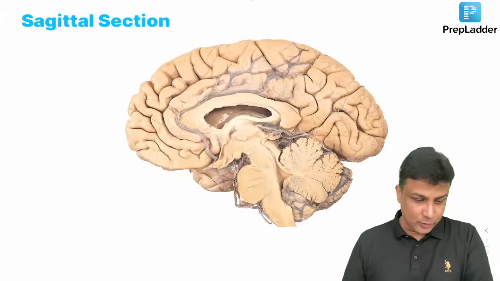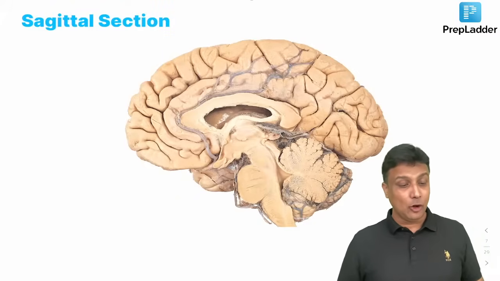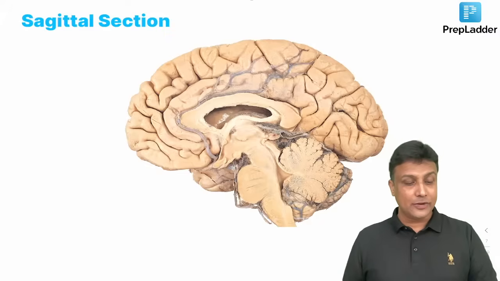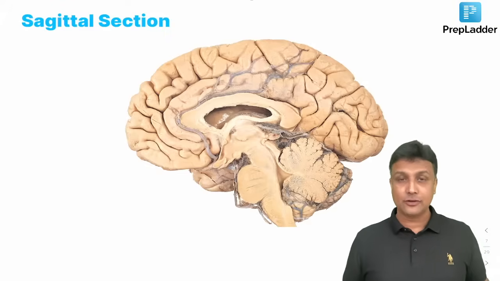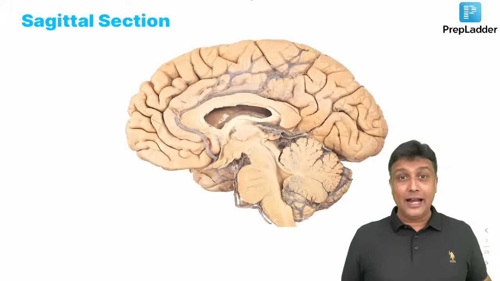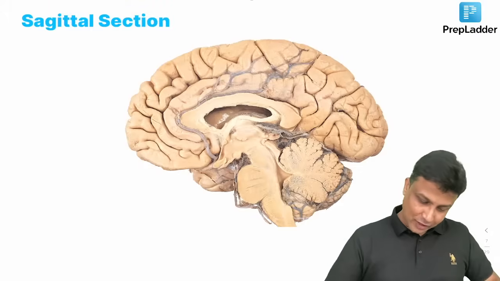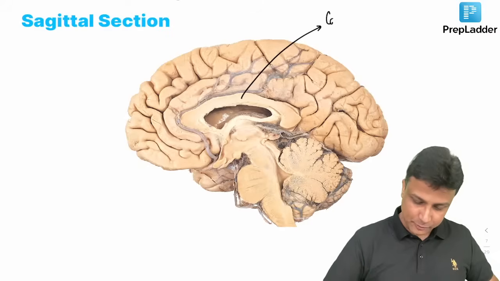Now let us go ahead with the next concept. Yes, as I told you, we are going to deal with all three sections of the brain here. We are done with the coronal section, and now we are going to deal with the sagittal section. So let us cut our brain exactly in the middle and see the sagittal section. Now in the sagittal section, this one here, no doubt about that, is your corpus callosum.